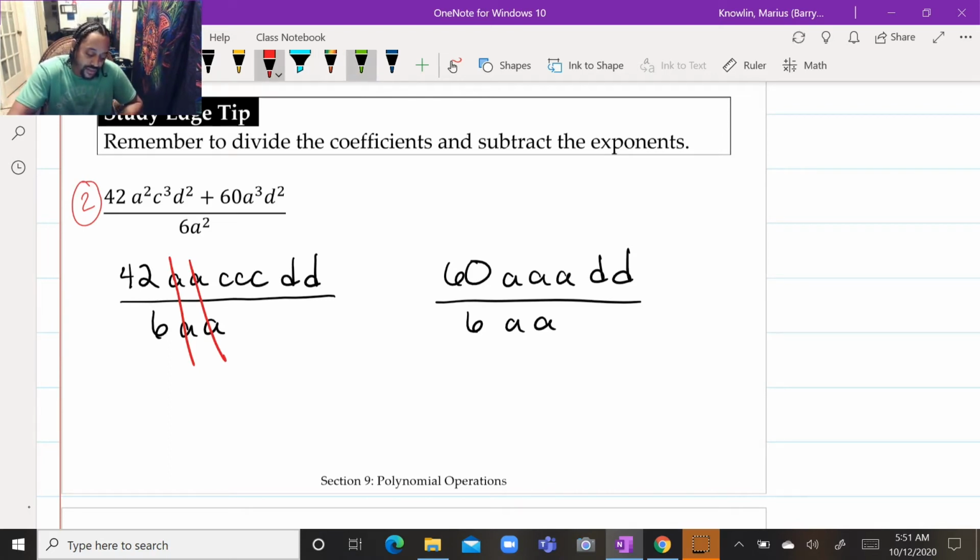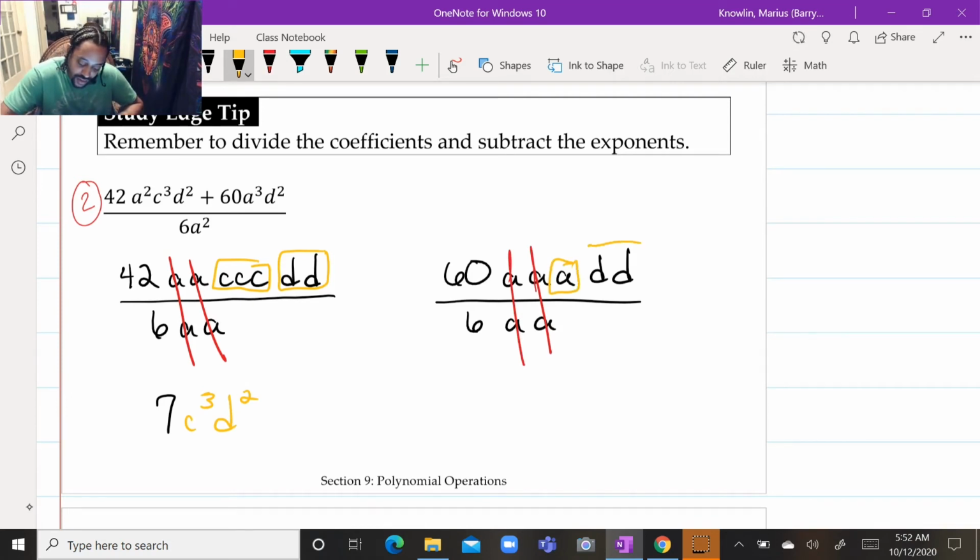42 divided by 6 is 7, and then we bring down everything else. We have a group of c's and a group of d's, so c to the third and d to the second. Now we're going to go over here and do the same thing. We have two a's, those go away, and we have an a and a group of d's. And 60 divided by 6 is 10, and that's going to leave us with a to the first power and then d to the second power.